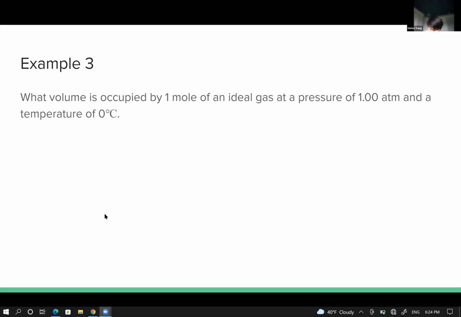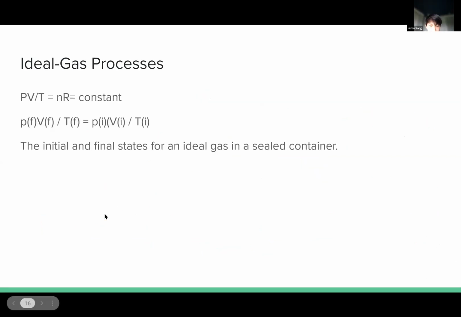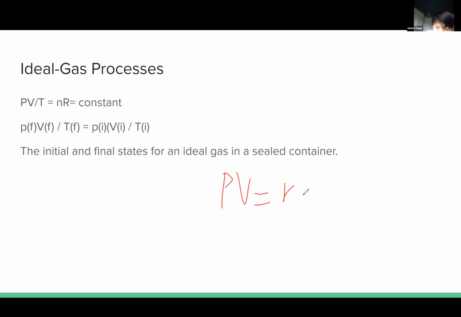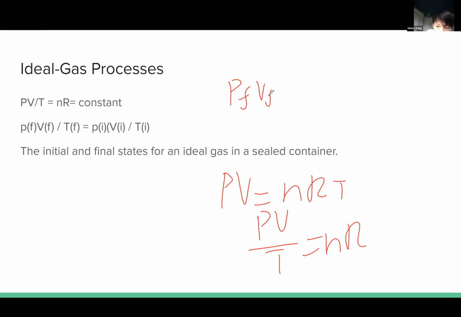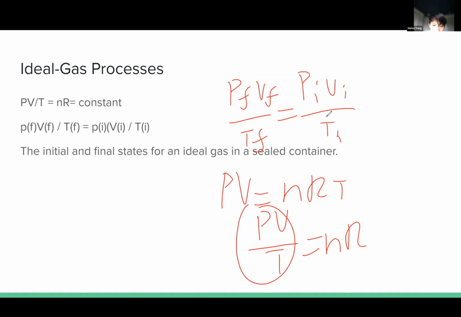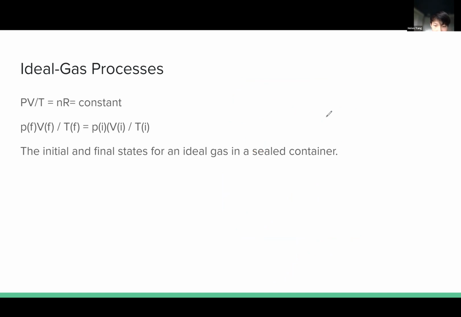Okay, so now I'll talk about the ideal gas processes. Using the equation from before, we're going to move the T over to this side by dividing it, and we assume that's constant. Then we can write that the final part is equal to the initial part. The initial and final states for an ideal gas in the same container are constant and equal.